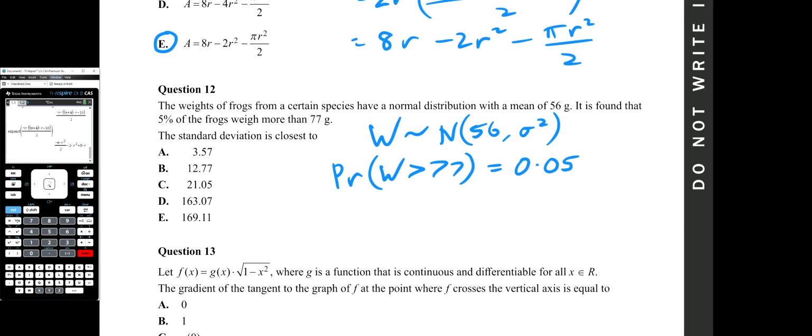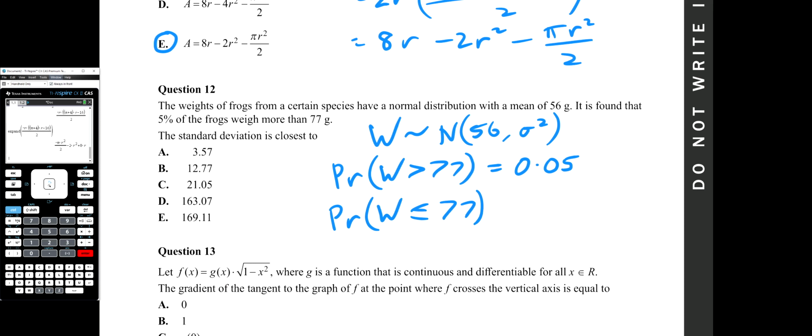We're going to use inverse normal, but in order to use inverse normal, we need a less than or equal to. So we're going to take the opposite. W greater than 77, the opposite of that is W less than or equal to 77, and the opposite of 0.05 is 0.95. Using this, we're going to standardize and then be able to get the value of the standard deviation. So standardizing, we get the probability that Z is less than or equal to 77 minus mu, which is 56, over sigma, and that's equal to 0.95.